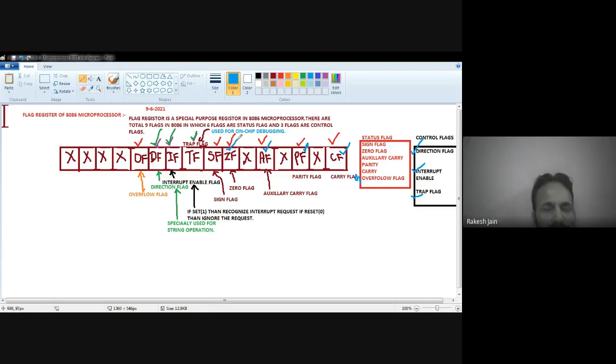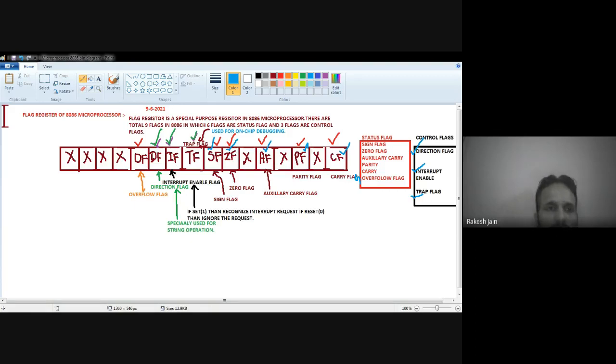Zero flag means if the result of any arithmetic and logic operation is zero, then it will be set, otherwise reset. And the sign flag shows whether the result of any arithmetic and logic operation is positive or negative. So these are the different kinds of flags in the 8086 microprocessor.